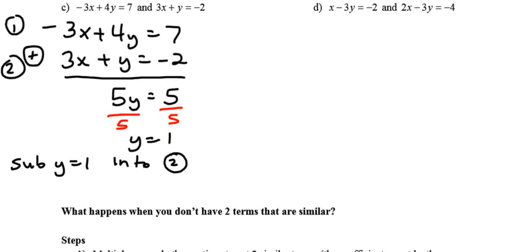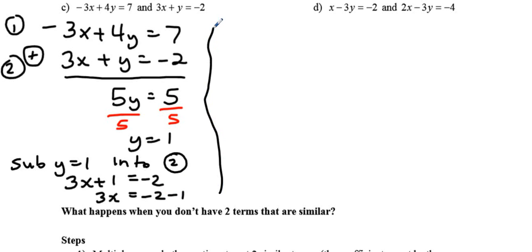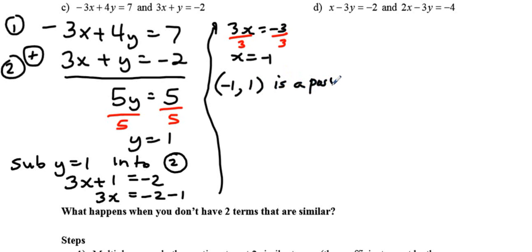So when I do that, I'm going to have 3x plus 1 equals negative 2. 3x equals negative 2 minus 1. 3x equals negative 3. And then divide through by 3 on both sides to get x equals -1. Okay, so my solution is -1, x first, then y. So it is a possible solution. We're going to check as per usual.